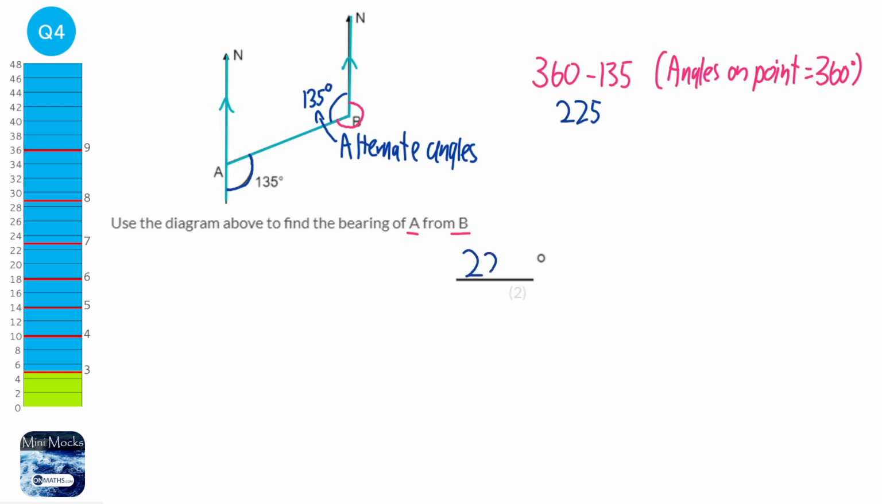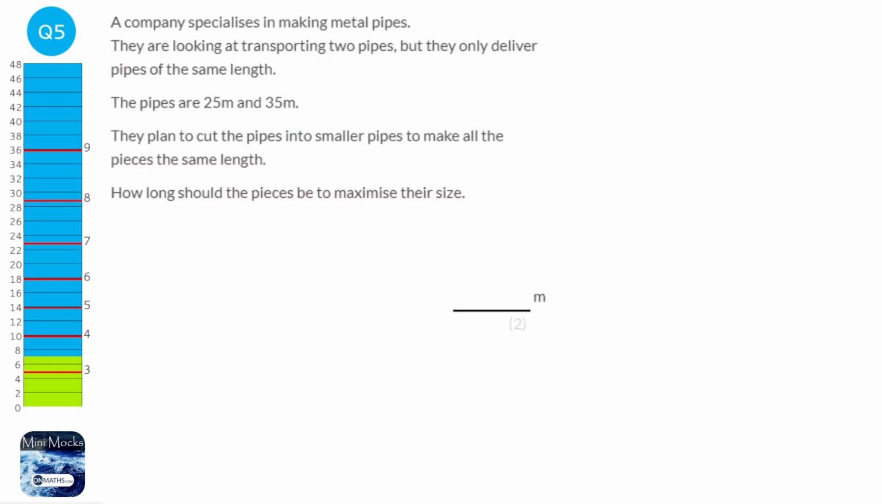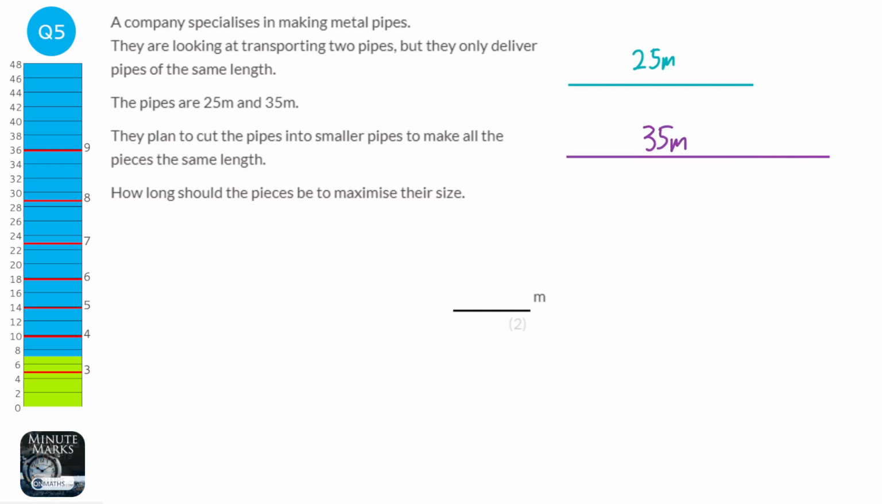So our bearing is 225 degrees. So if we imagine we've got the 25 meter pipe here, and we've got the 35 meter pipe here, the question's basically asking us what can we cut all these pipes into, and they all have to be the same length, that will fit with the 25 meter and the 35 meter. And essentially what this question is asking is, what is the highest common factor of 25 and 35?